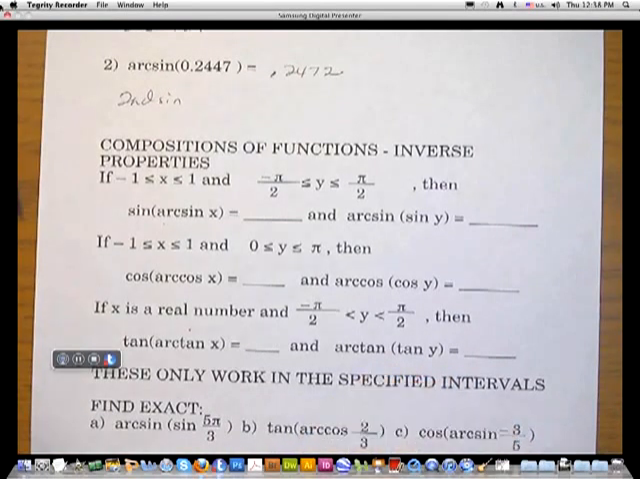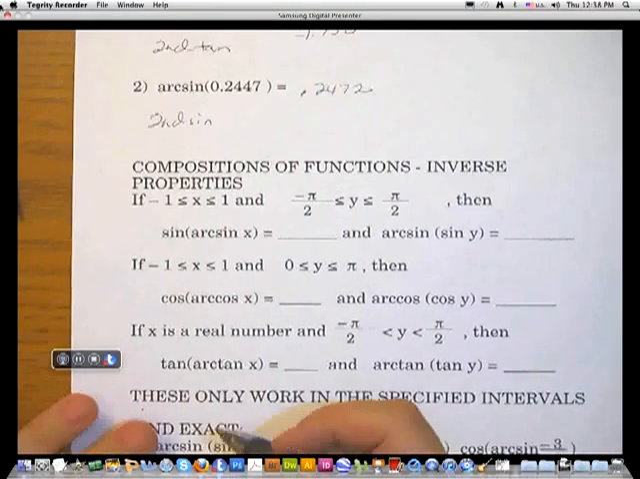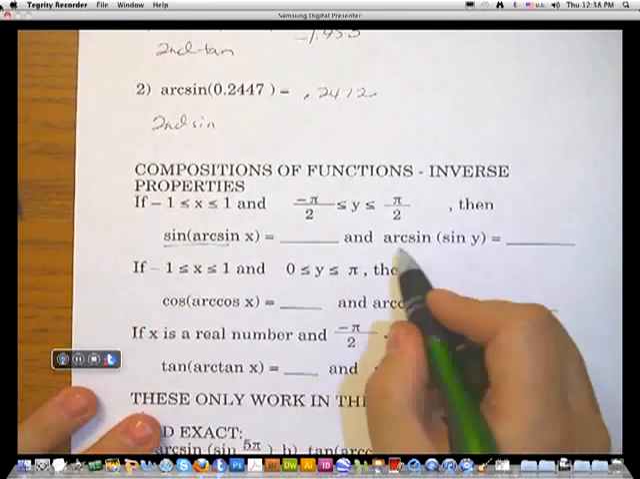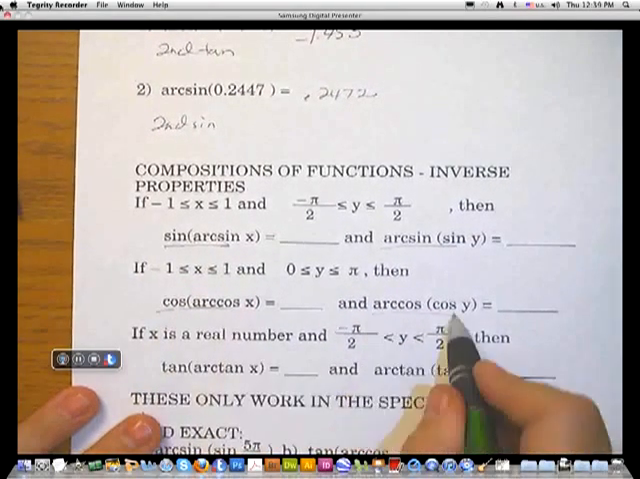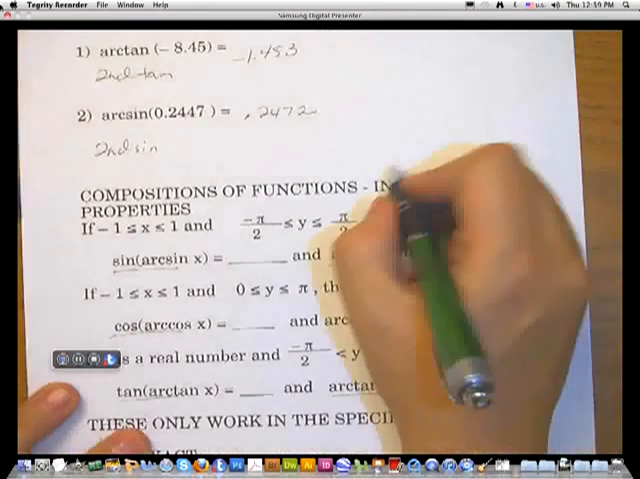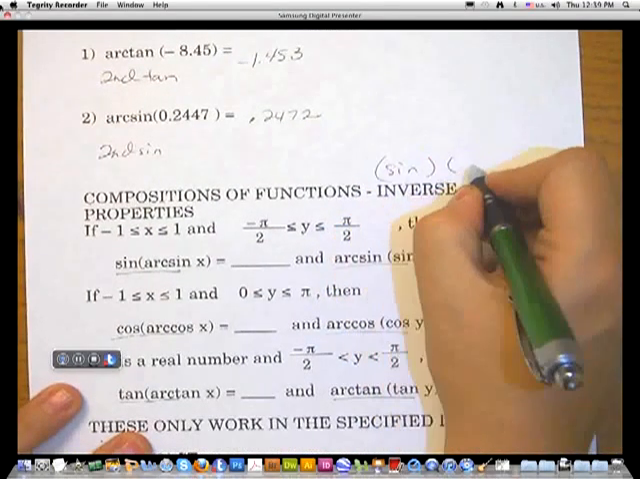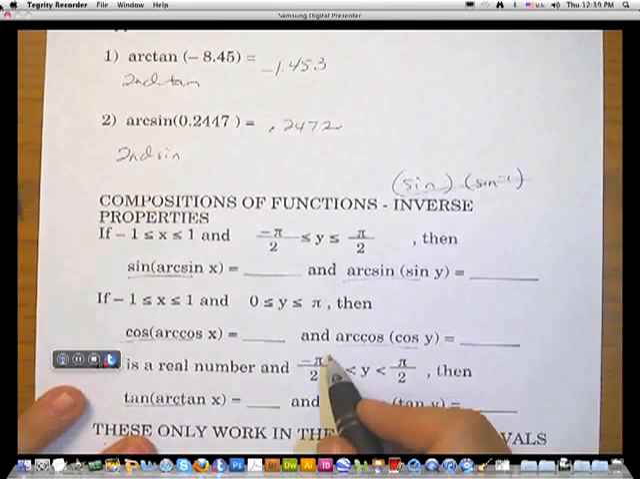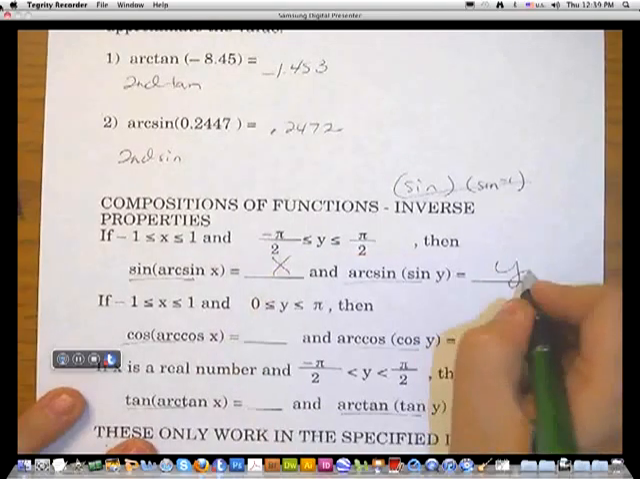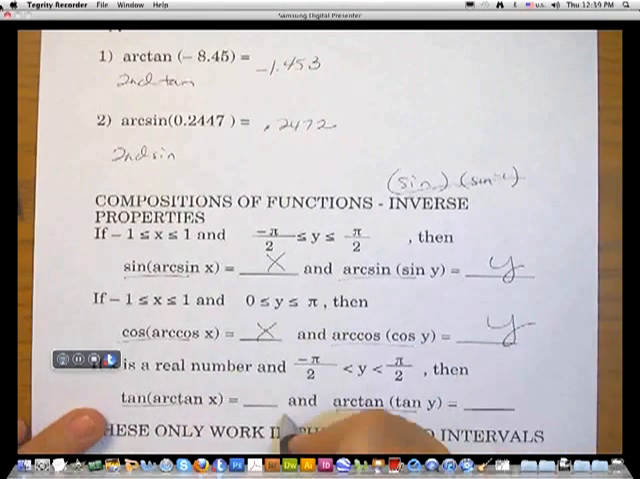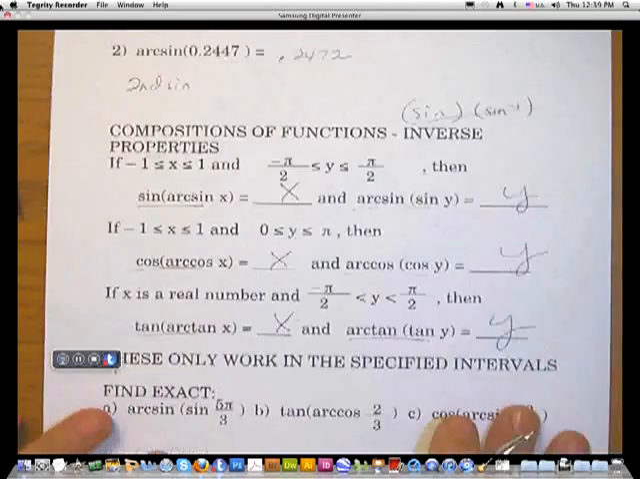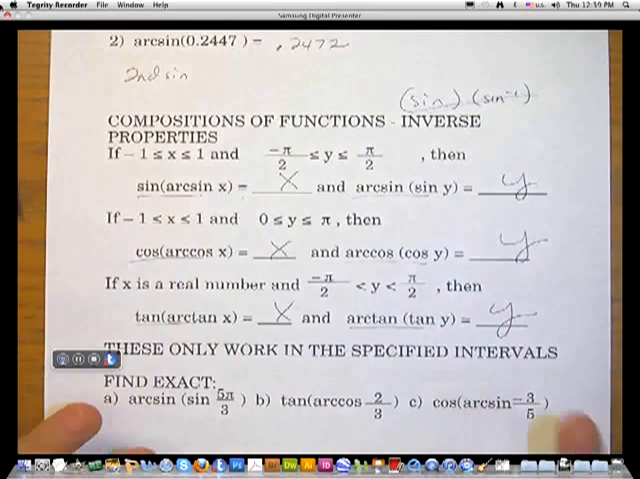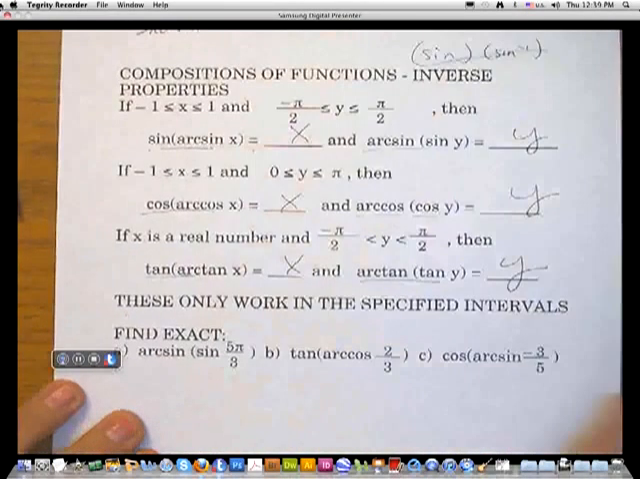When you're doing composites, a function of a function, in this case if they're the same, here sine, arcsine, sine, cosine, keep in mind that's like saying sine times the inverse of sine. And we should know that inverses always cancel each other out. So that leaves x and it leaves y. They're all the same, because a function and its inverse cancel each other out.